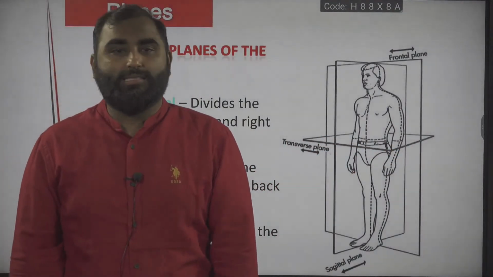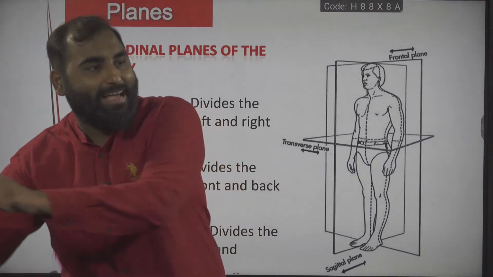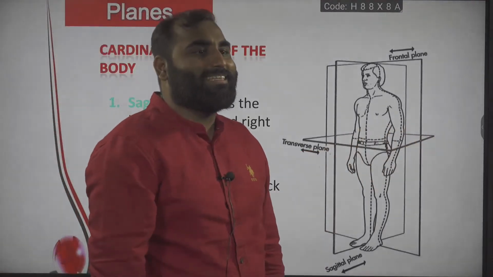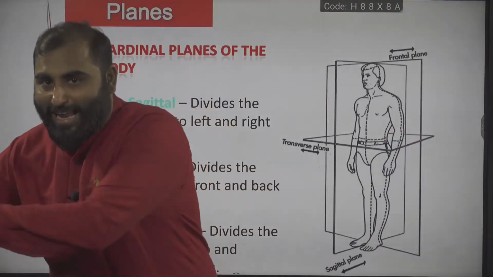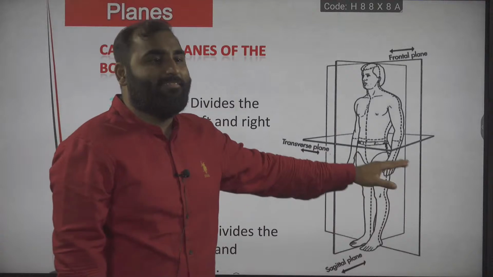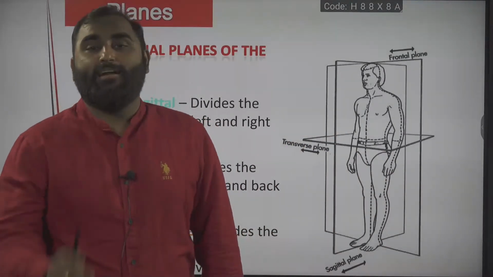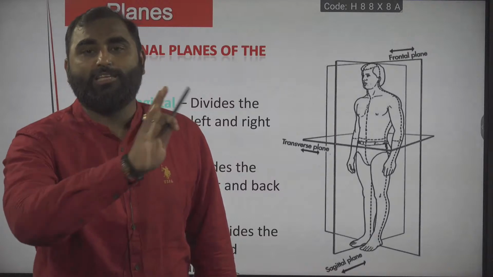All the samurais. What does a samurai do? A samurai takes a blade and swings like this. Yes or no? So when a samurai cuts like this, which plane are we moving in? We are moving on the transverse plane, and the transverse plane is your horizontal plane.